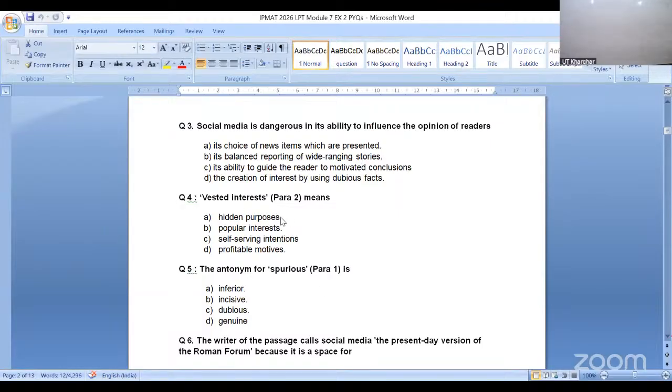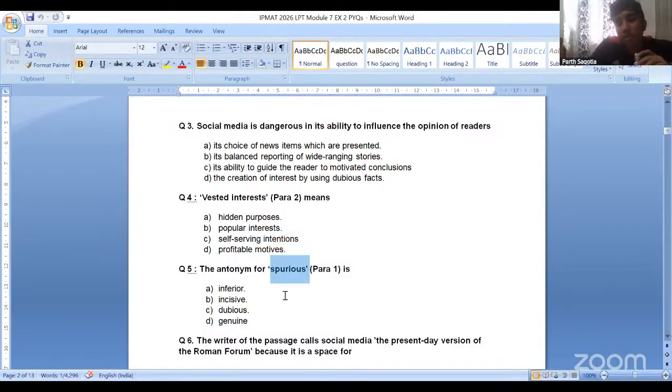Okay, question number 4. C. Self-serving intentions. Any others? Ma'am, D. Profitable motives. It's not D, ma'am, really C. Self-serving intentions. When we talk about vested, what's the literal meaning of vested interest? It means self-serving interest, or personal interest. So you do not look for anything else but your personal interest. So it is self-serving intentions.